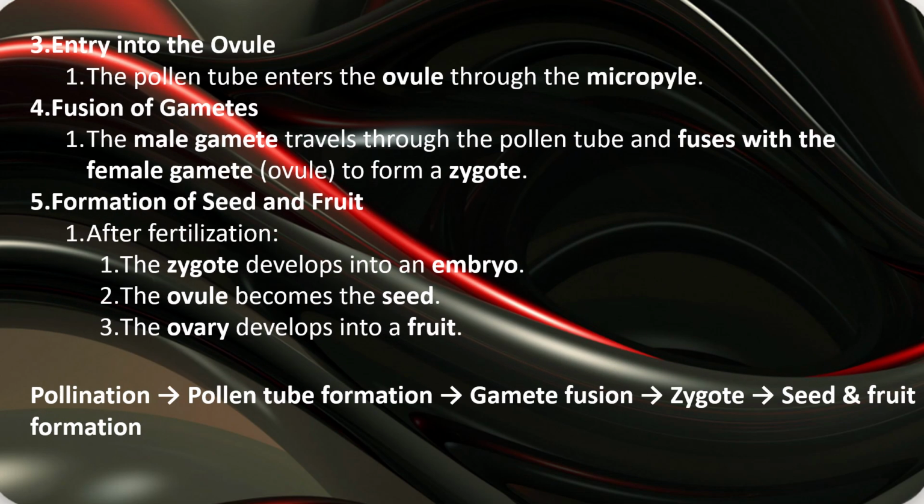Third one, entry into the ovule. The pollen tube enters the ovule through the micropyle. Fourth one, fusion of gametes. The male gamete travels through the pollen tube and fuses with the female gamete, ovule, to form zygote. Fifth one, formation of seed and fruit. After fertilization, one, the zygote develops into an embryo. 2. The ovule becomes the seed. 3. The ovary develops into the fruit. Pollination, next step is pollen tube formation. Next, gamete fusion. Then zygote is formed. Then seed or fruit formation.